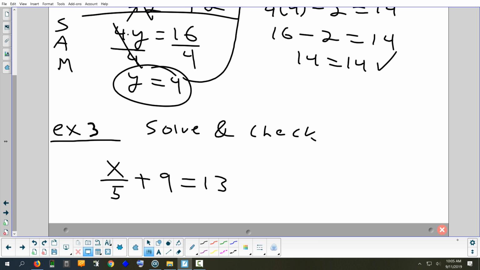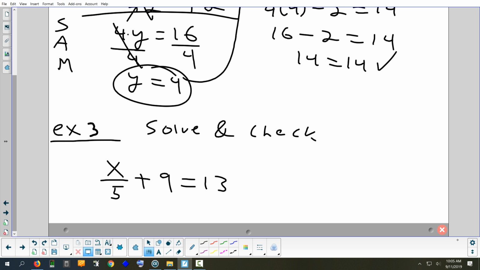So first thing we have to do here is simplify. Do I have any distributive property? No. No parentheses. Do I have any like terms? No. So now I'm at the next step, and this is the one some people mixed up. What do you do next? It could be two things. Get rid of the 9.